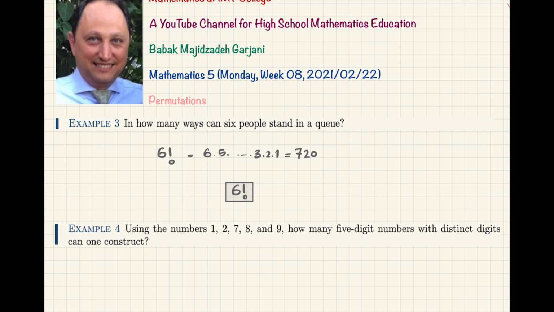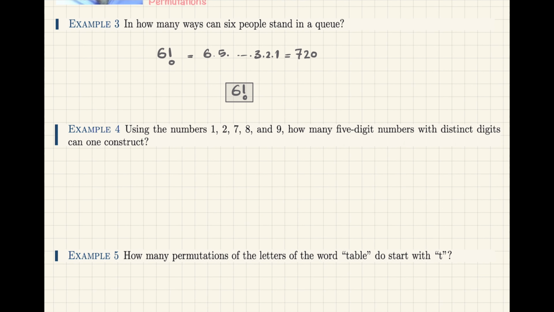Okay, we now go to the next example. Using the numbers 1, 2, 7, 8, and 9, how many 5-digit numbers with distinct digits can one construct?